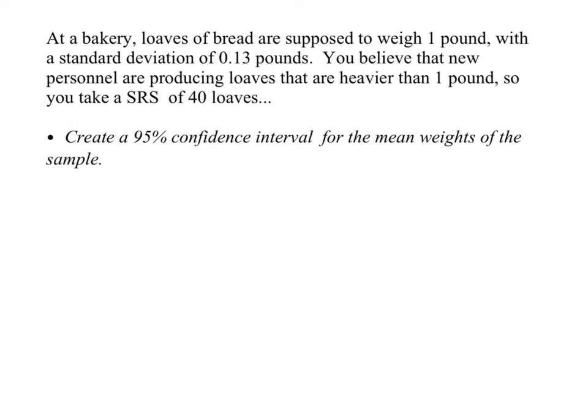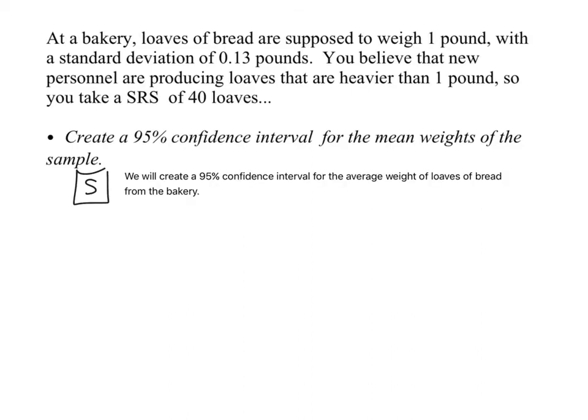Create a 95% confidence interval. All right, so I just wanted to really remind you, we're not done with doing our state. We will create a 95% confidence interval for the average weight of loaves of bread from the bakery. Our plan is still, we're going to make a 1 here. And again, a T interval is going to be used here because we're taking a sample of 40 loaves.